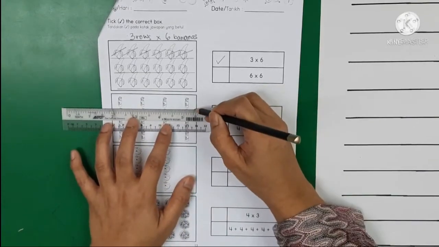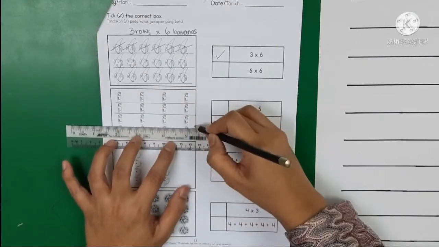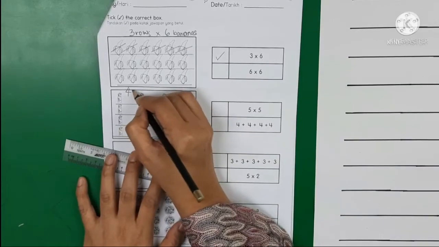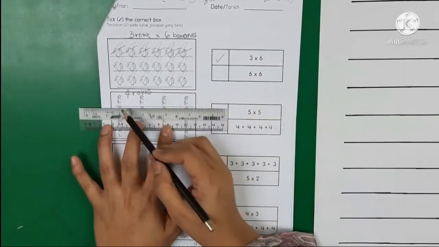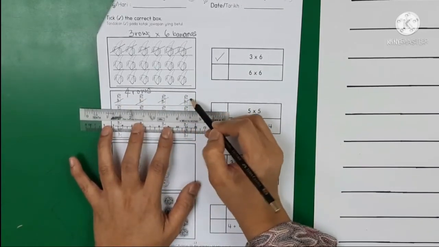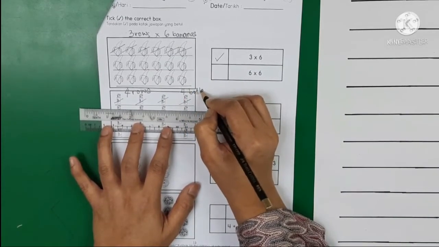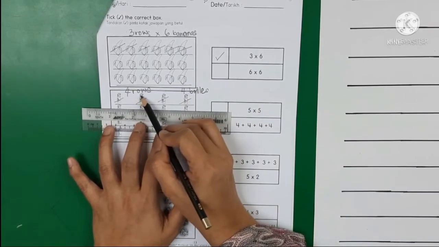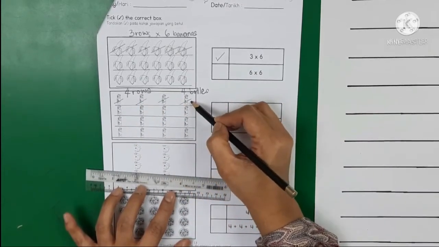Now let's identify how many rows. 1, 2, 3, 4. We have 4 rows. And how many objects in each row? 1, 2, 3, 4. So we have 4 bottles or tumblers. 4 bottles. In each row, it is 4 rows. And each row has 4 bottles.